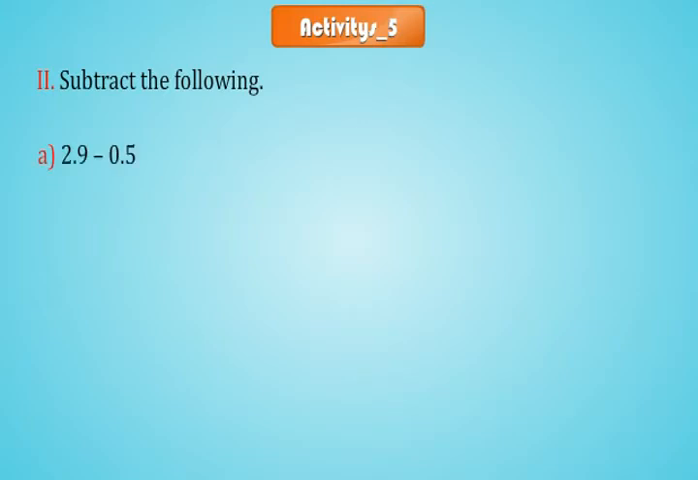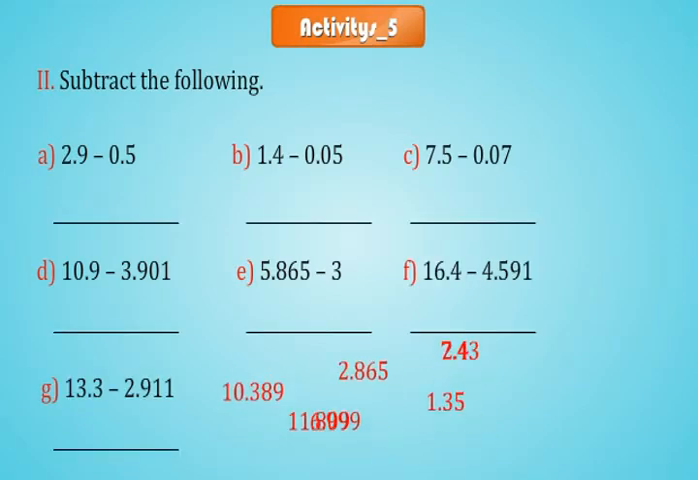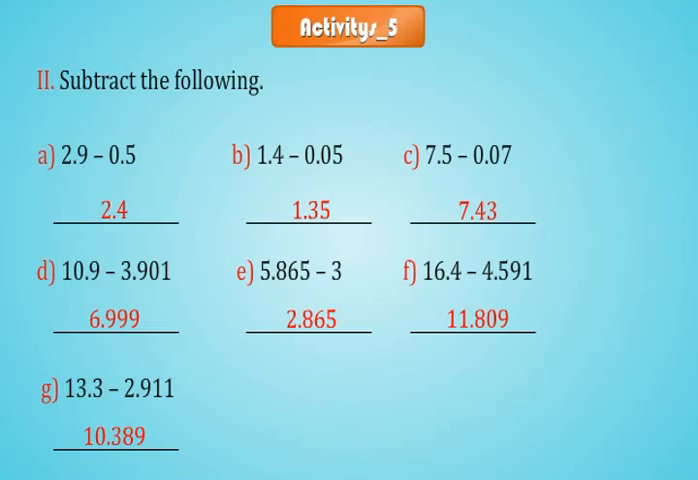2. Subtract the following. A. 2.9 minus 0.5. B. 1.4 minus 0.05. C. 7.5 minus 0.07. D. 10.9 minus 3.901. E. 5.865 minus 3. F. 16.4 minus 4.591. G. 13.3 minus 2.911.